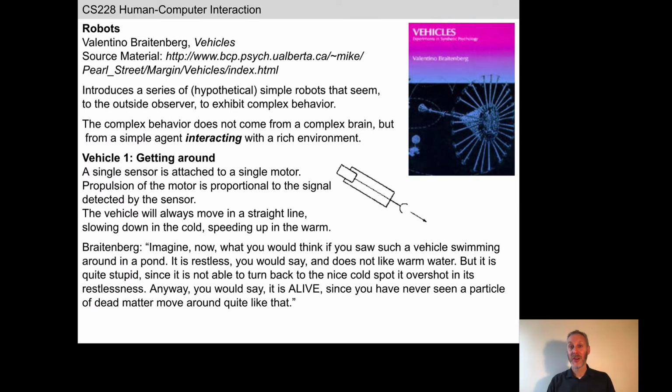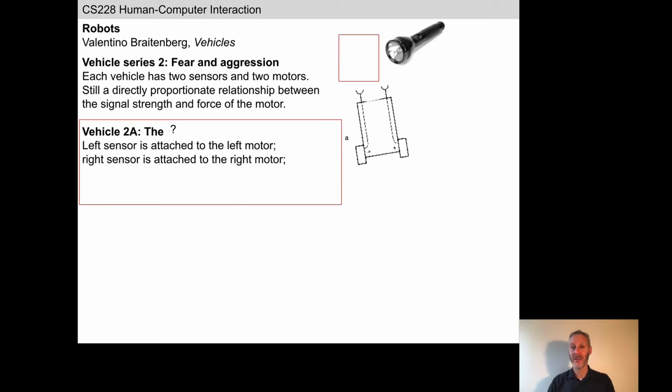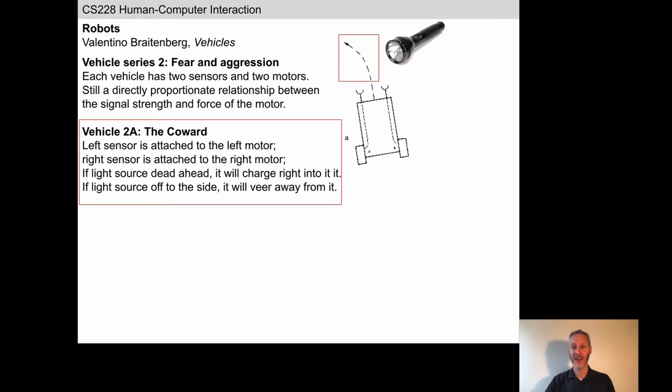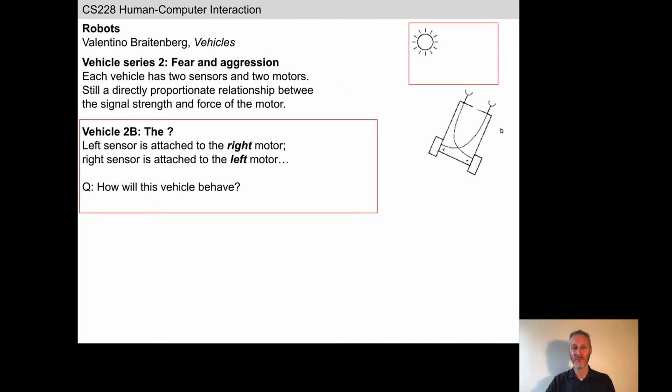Valentino Braitenberg was a very accomplished neurophysiologist. Why would he be calling vehicle 2A the coward? Seems like kind of a very controversial term for such a simple machine.